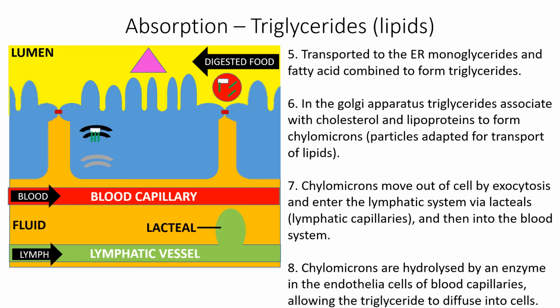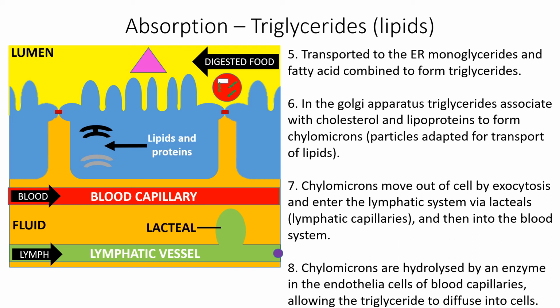What then happens is we then have endoplasmic reticulum, and we then form what are called triglycerides, where the two fatty acids are stuck back together with the monoglyceride. We then progress on, where lipids and proteins are then added, and then what we have is the Golgi apparatus associates with cholesterols, lipoproteins, and everything else, including the triglyceride, to form what's called a chylomicron. And a chylomicron is a specific little structure that's adapted for the transport of lipids. The chylomicron is then able to leave the epithelial cell by exocytosis, and it goes to what's called a lacteal, which is a structure found on a lymphatic vessel.